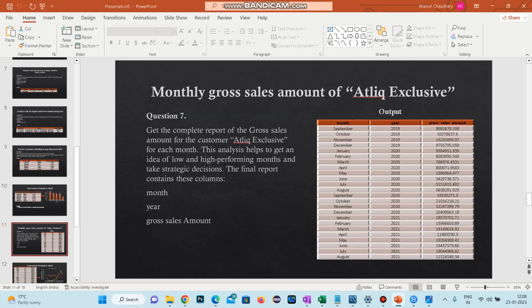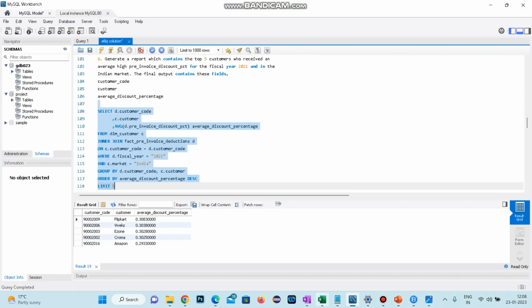It is the monthly gross sales amount of Atliq Exclusive. That is, we want the monthly gross sales amount for Atliq Exclusive. Here we want it for every month of the years 2019, 2020, and 2021, as the question says. Now let's move to the query part.